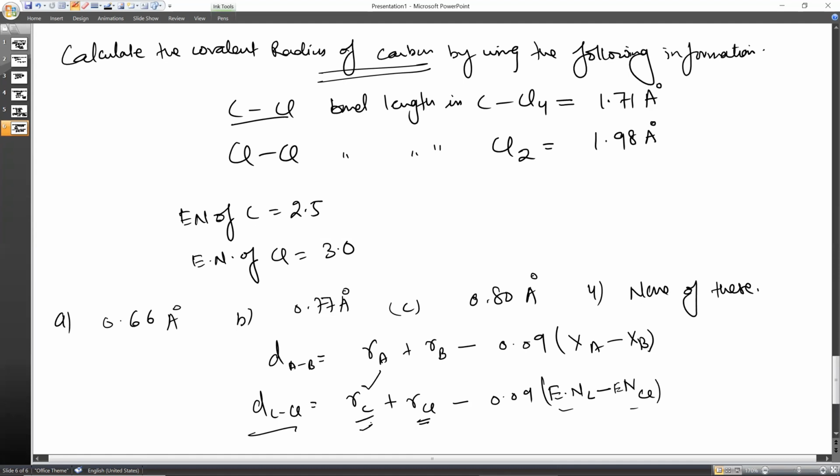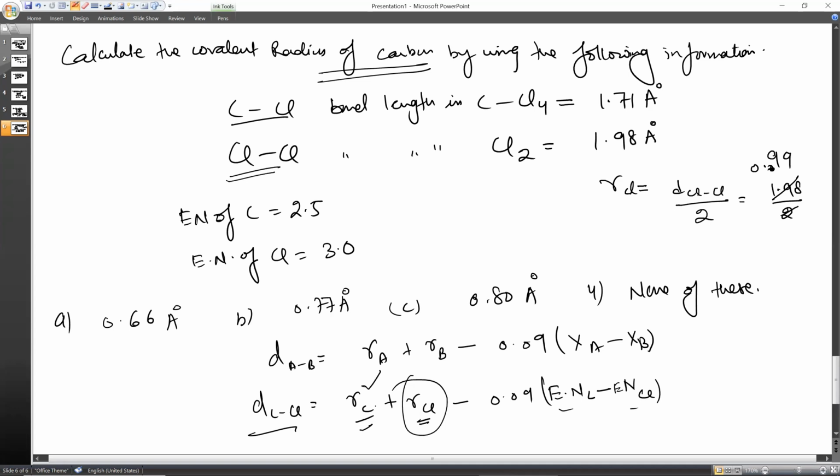How can you calculate the value of R, the radius of chlorine? If Cl2 is a homoatomic molecule and the covalent bond length is given to you, what is the radius? The radius of Cl will be the bond length of the Cl-Cl bond divided by 2. So what you will write here is 1.98 divided by 2. What will you get? Tell me. 0.99.